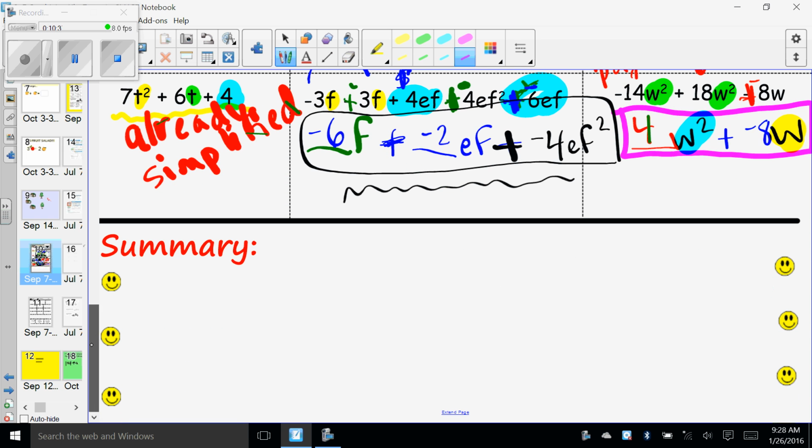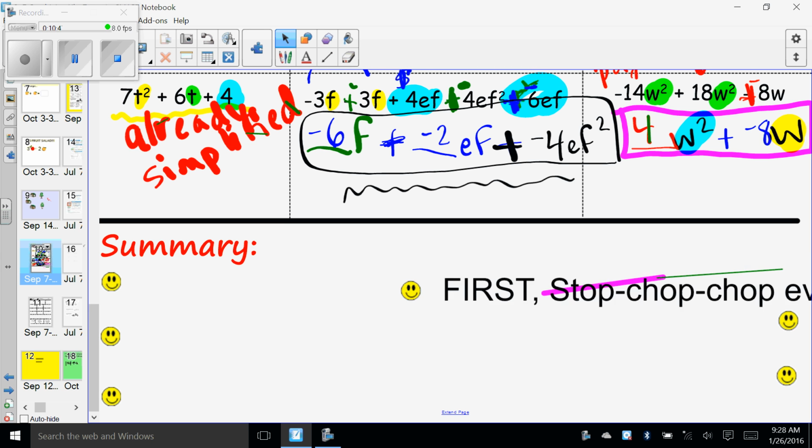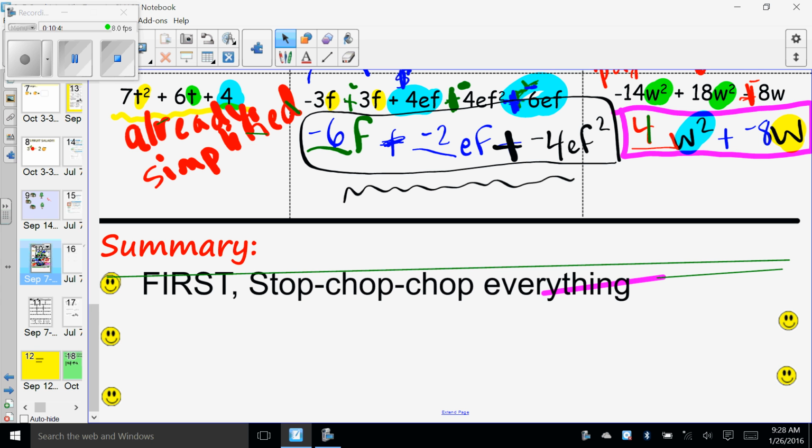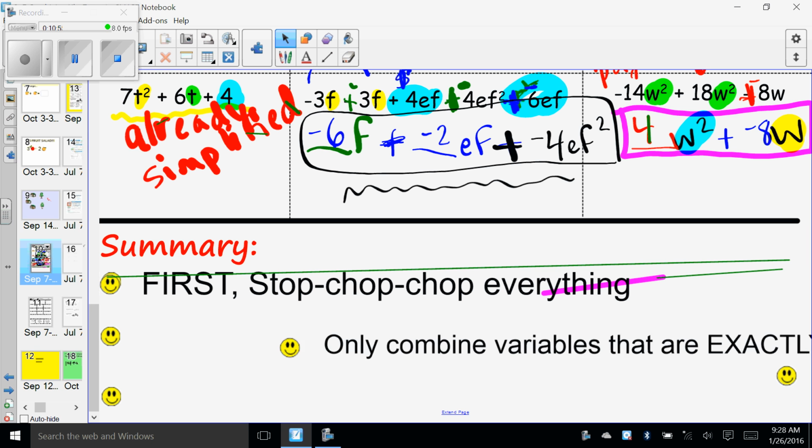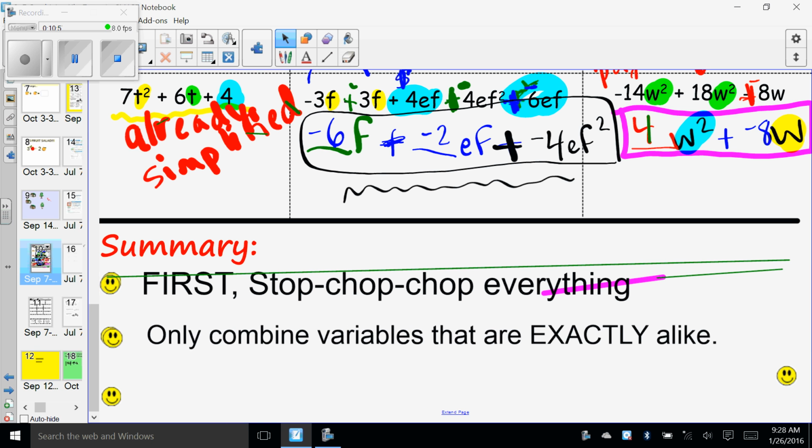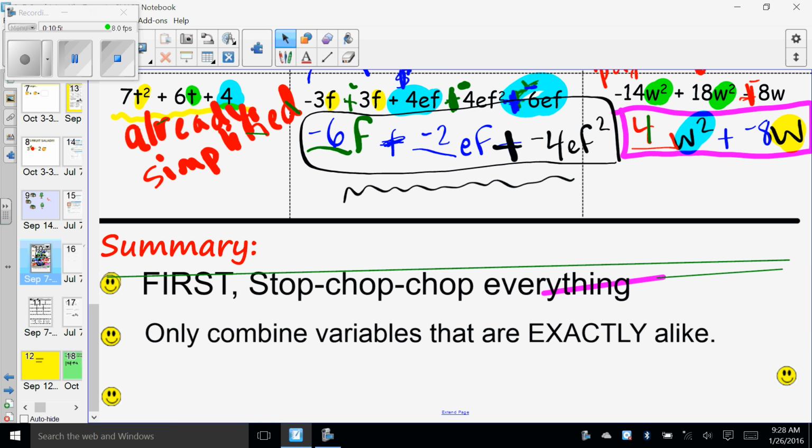Okay, guys, so our lesson today was called Combine Like Terms. In order to combine like terms, you need same variable, same power. So let's go ahead and take a look at our summaries. For our summaries, first you need to stop, chop, chop everything. Make sure that your signs are correct. After we've done that, then you're going to only combine variables that are exactly alike. Same variable, same power. We talked about that. Exactly alike.